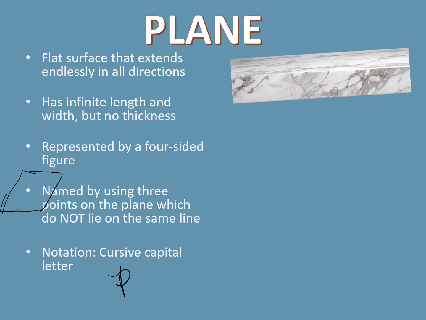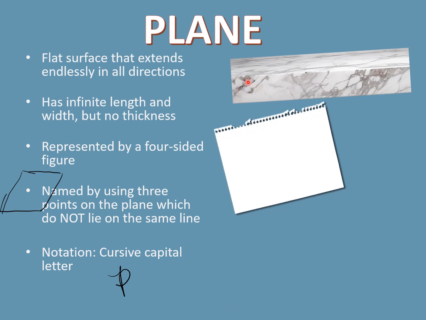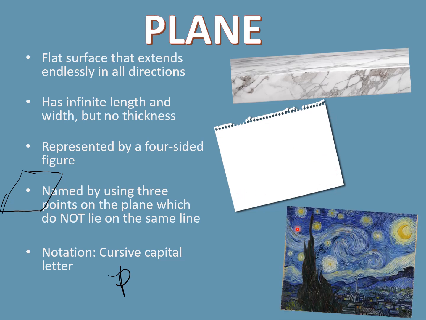One example of a plane, you can think of a countertop. All right, so here we have a marble countertop. You could consider the top of this to be the plane. You could consider the side of the countertop to be a separate plane. A piece of paper, you can think of that as a plane. An artist's canvas, that flat surface could be considered a plane.